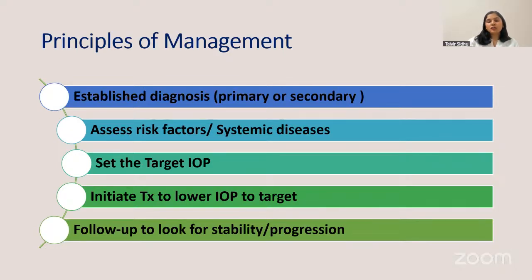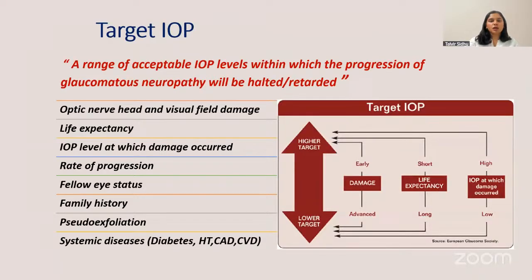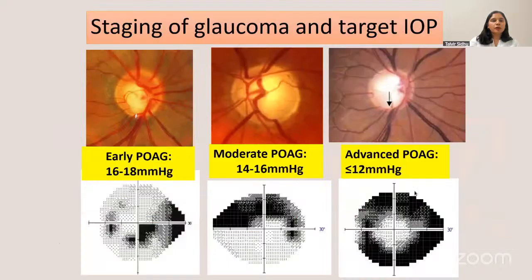Then we will initiate the treatment and look for progression. So target IOP obviously depends on the optic nerve head, the life expectancy of the patient, rate of progression, the fellow eye status. If the patient is one-eyed, if the patient is young, if the patient has excessive nerve damage, has many systemic diseases or excessive risk factors, then we need to keep the target IOP lower.